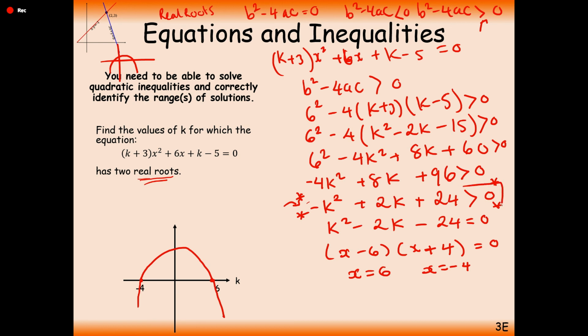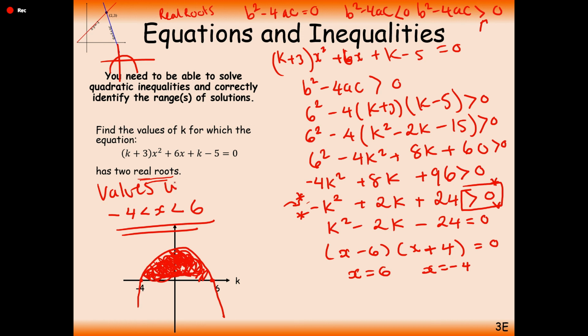Then we see it is greater than 0. Greater than 0 means we are going to deal with all the values that are at the top of the hill, or the top of the quadratic. So all these values are what we mean by greater than 0. So we write it as minus 4 is less than x, which is less than 6. And these are the values of k which satisfy.